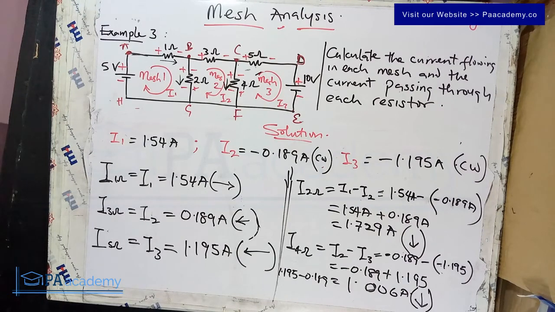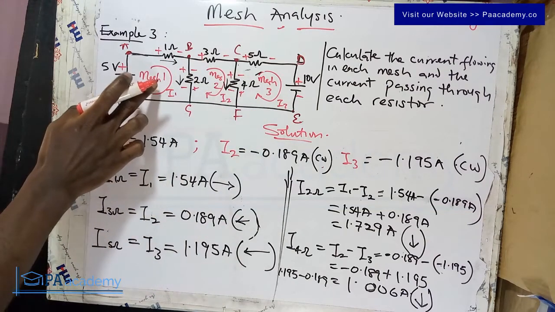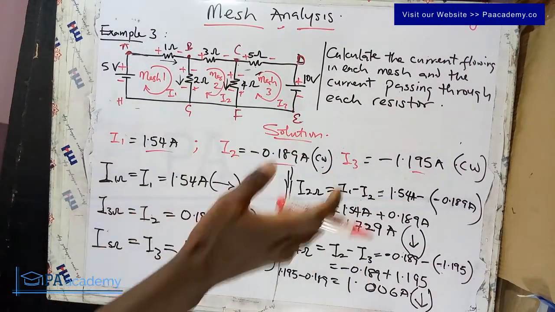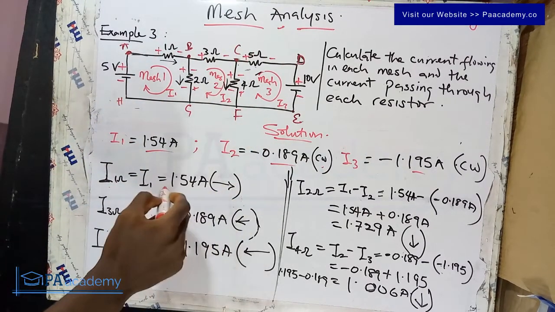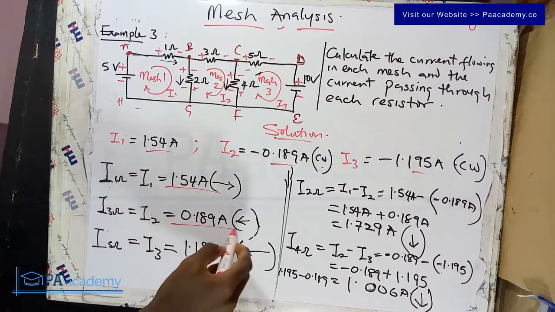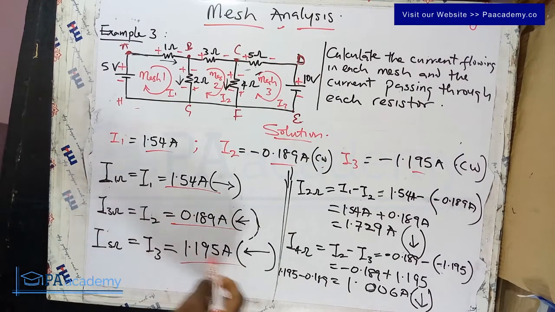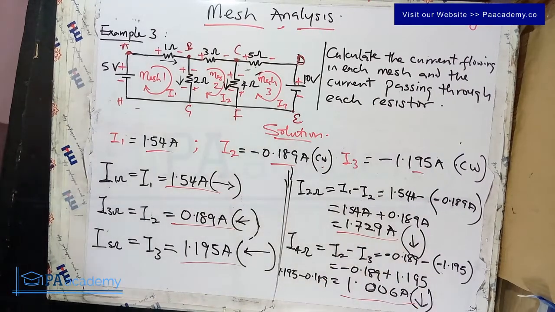So before we go to example 4, with this we've been able to do justice to this circuit, where we were asked to calculate the current flowing through each of the meshes, and we've gotten the current in each of them: I1, I2, I3, and these are the values here. We've also been able to calculate the current passing through each of these resistors. This is that of the 1 ohm resistor, which we've gotten to be 1.54 amperes. That of I3 we've gotten to be 0.189 amperes. That of the 5 ohm resistor we've gotten to be 1.195. And these are the directions. And this is that of the 2 ohm resistor and then the 4 ohm resistor.